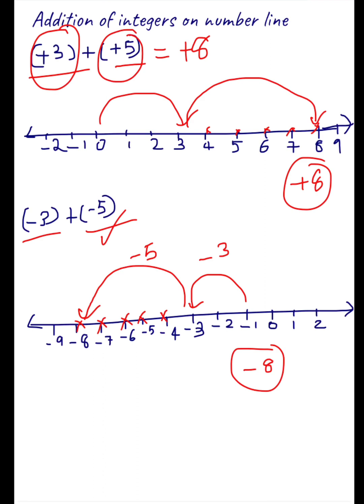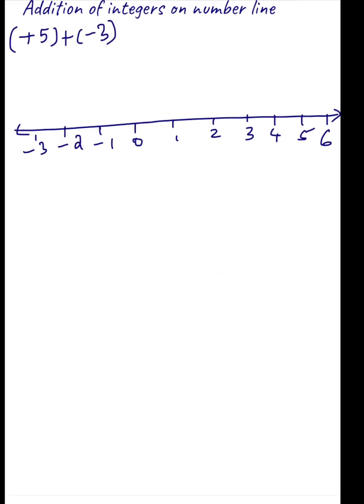Now let's see what happens when you add a positive integer and a negative integer. So now you are going to add the negative integer minus 3 to the positive integer plus 5.